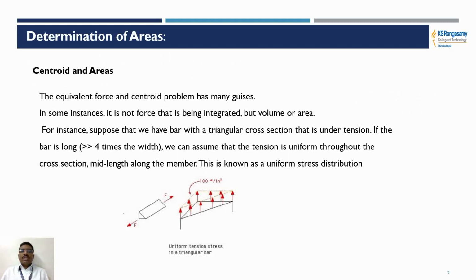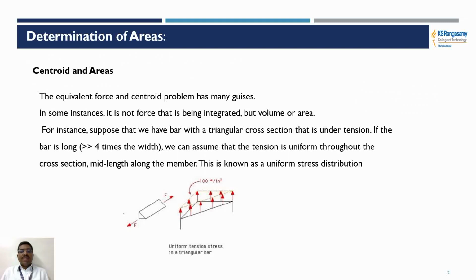The equivalent force and centroid problem has many cases. For example, if it is not a force that is being integrated, but volume or area is to be found out. Suppose we take a bar with a triangular cross section under tension force, and if the bar is long, that is more than 4 times the width of the bar, then we can assume that the tension is uniform throughout the cross section at the middle length along the member. This is known as uniform stress distribution.